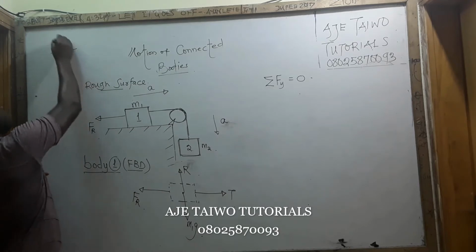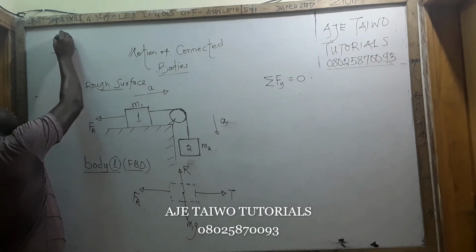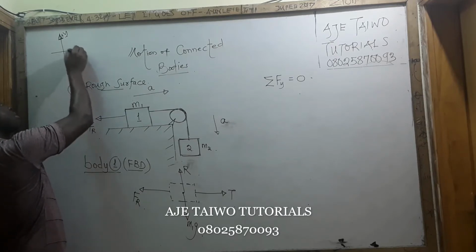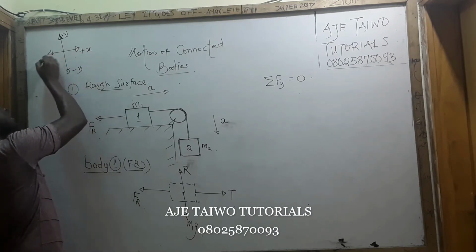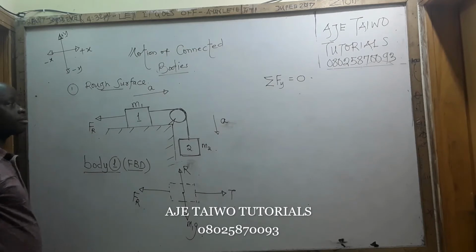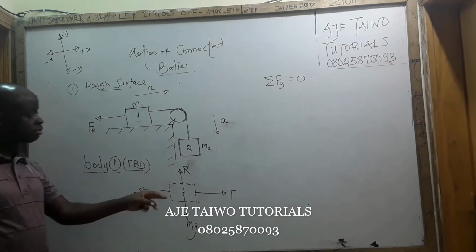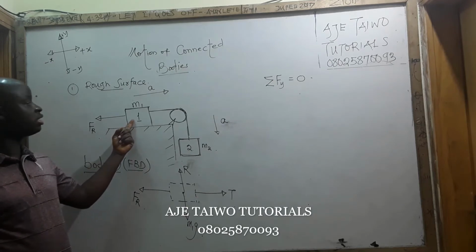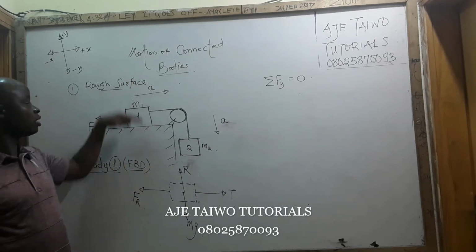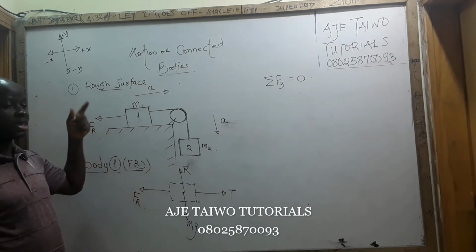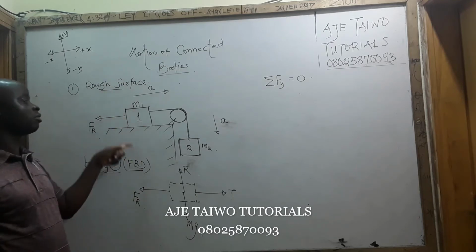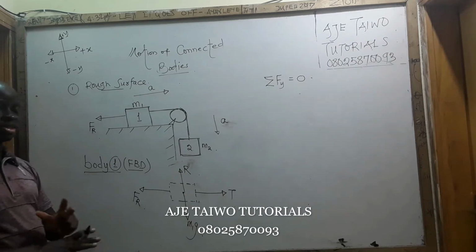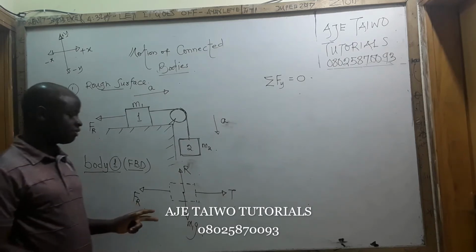Remember your graph. This is the positive y-axis, this the negative y-axis. This is the positive x-axis, this the negative x-axis. Because this body was not meant to move up or down, the motion was not intended to be up or down. That means our summation of forces vertically will give us what? 0.